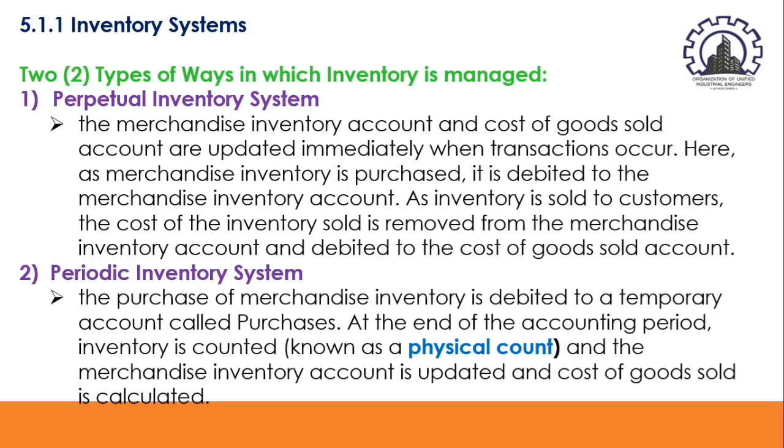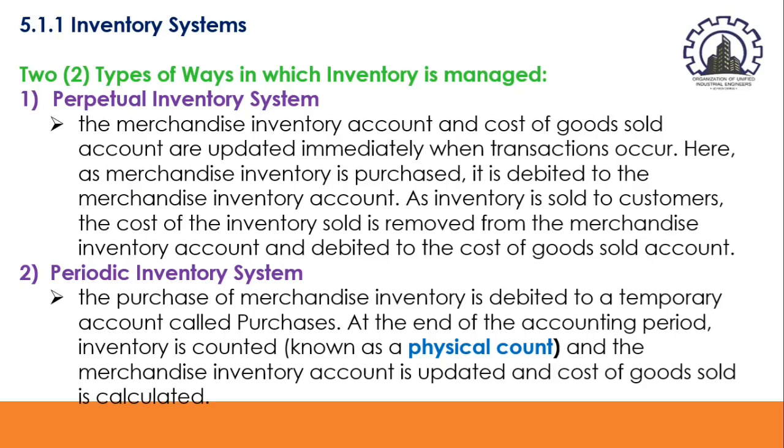All right? And it should be noted as well that even in the perpetual system, a physical count must be performed at the end of the accounting period to record differences between the actual inventory on hand and the account balance. The entry to record this difference is discussed later in this chapter, and the periodic system is discussed in greater detail in the appendix to this chapter. All right, I think that's a good place to stop.